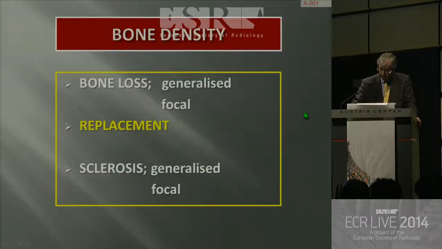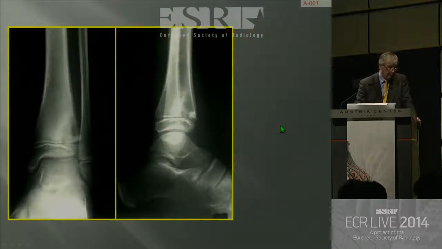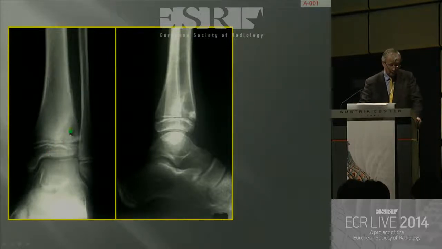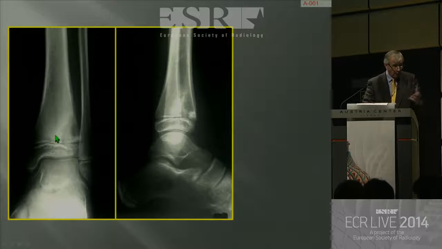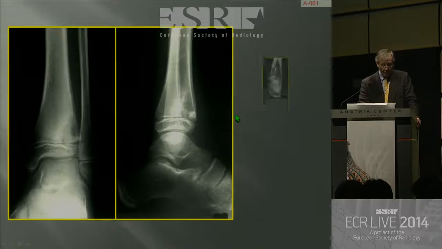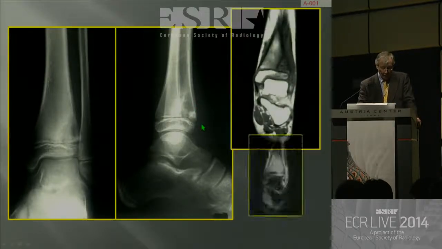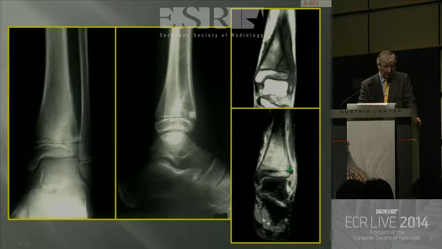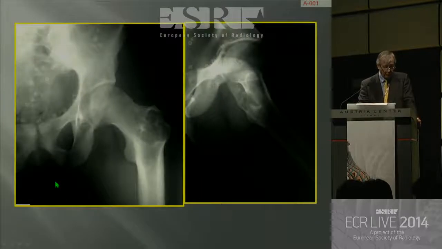So if we move on to bone replacement, here we're looking at lesions which are replacing the bone rather than affecting the actual bone itself. And here you can see the classic position of a Brodie's abscess associated with the bone reaction, a sclerotic reaction around it in the metaphysis. And your MRI is simply there to confirm the inflammatory features, but you can virtually make a diagnosis on the plain films of a Brodie's abscess in that case.